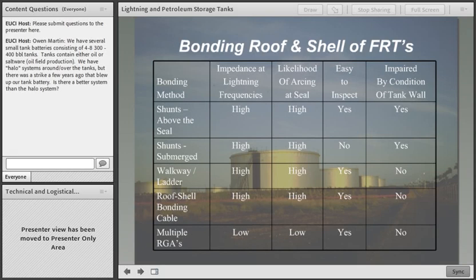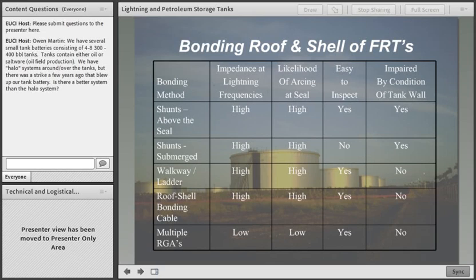So, of the ways to bond the roof and shell on floating roof tanks, we've got several different options. We can put shunts above the seal, like is currently being done now. Shunts have a high impedance to lightning frequencies and also a high likelihood of arcing. They're also impaired by the condition of the tank wall. So we could submerge the shunts instead. That's better than having them above the seal.